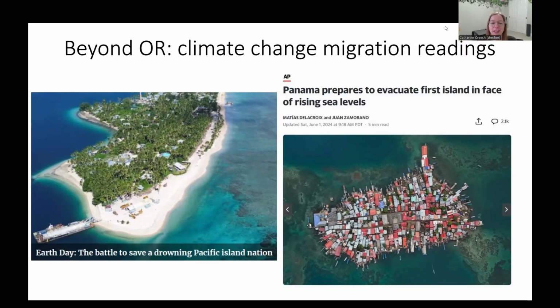So now I have 2 readings for you that are thinking beyond Oregon. Both of these are focusing on island countries that are having to migrate because of climate change.